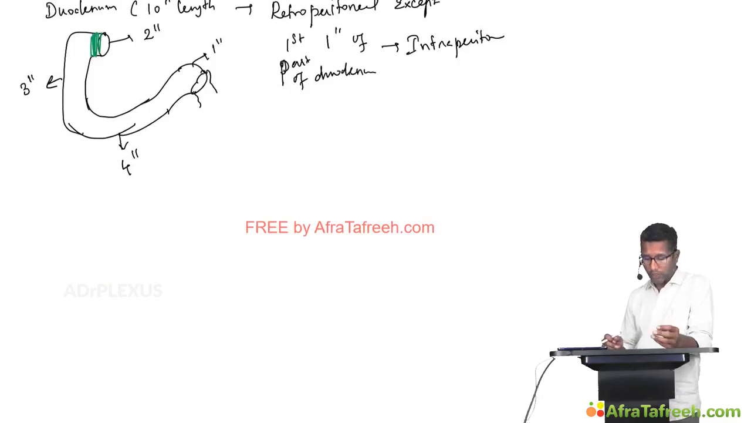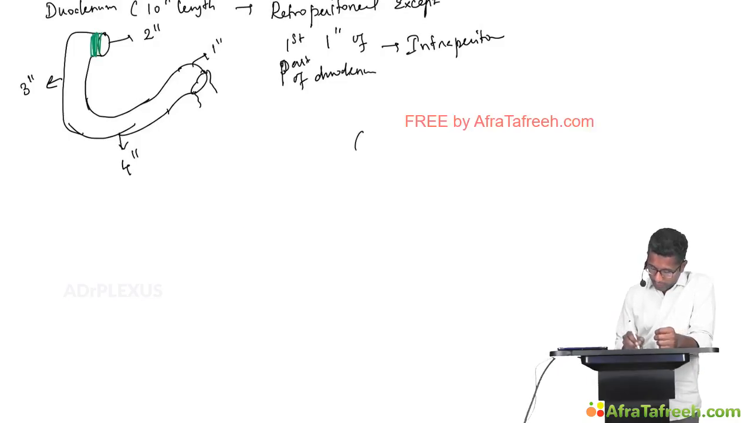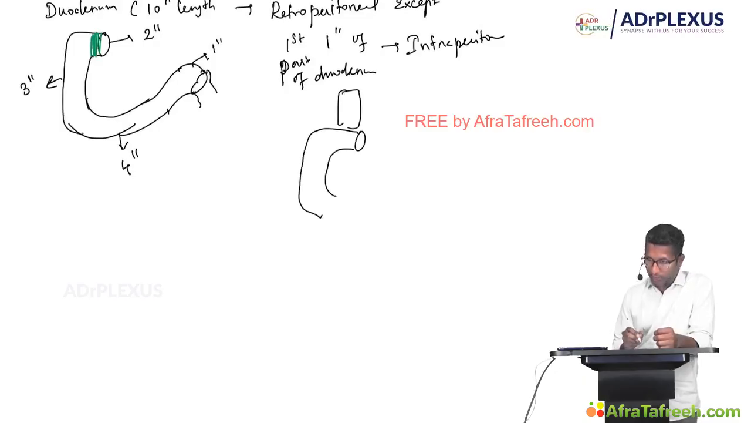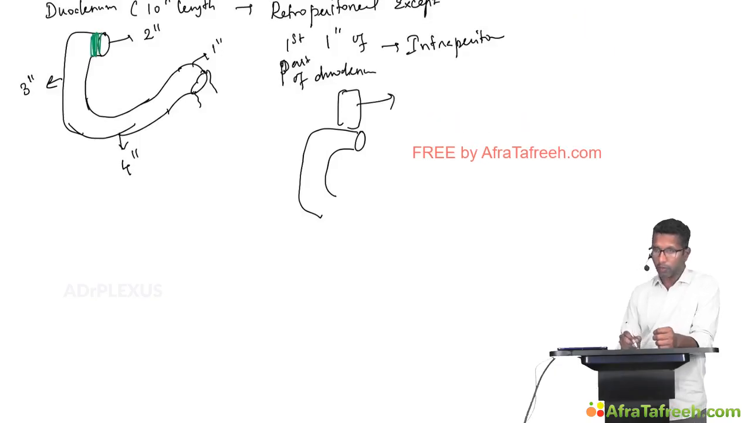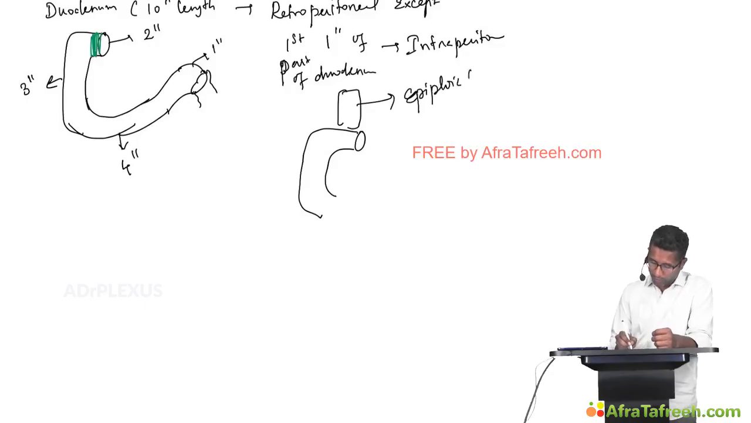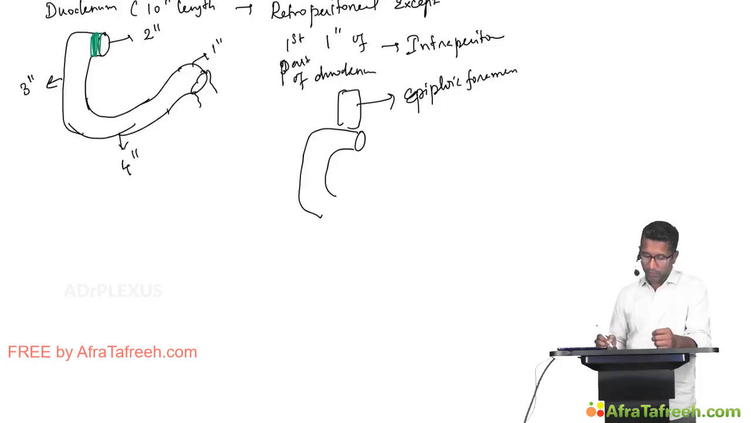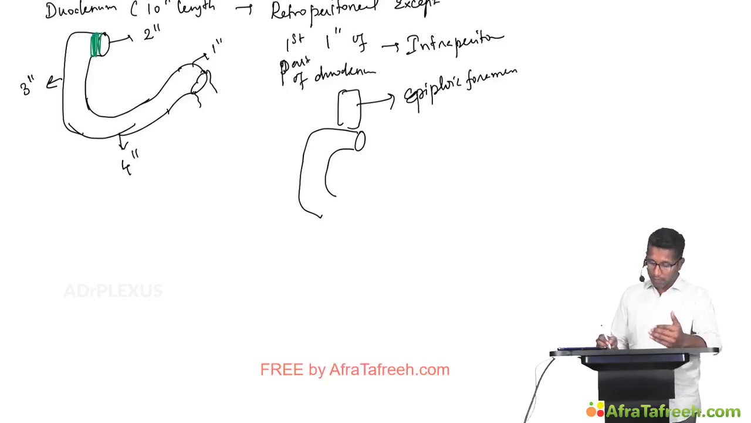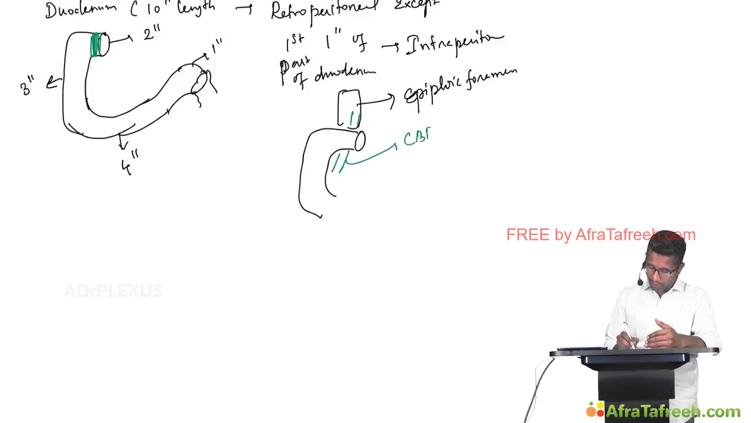If you see the important relationships of the duodenum, the first part of the duodenum is related to a foramen above. This foramen is called the epiploic foramen. That is related superior to the first part of the duodenum, and running behind the first part of the duodenum is the common bile duct.